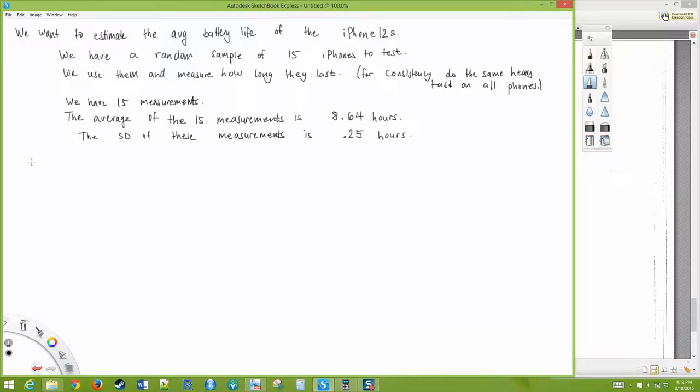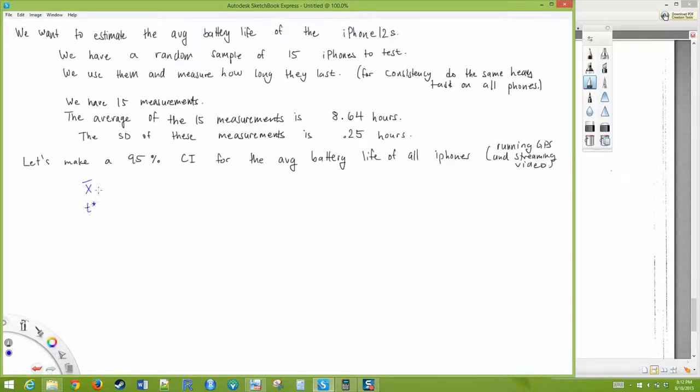All right, so now let's make a 95% confidence interval for the average battery life of all iPhones running GPS and streaming video over cellular. Okay, so let's go through and identify each of these values.